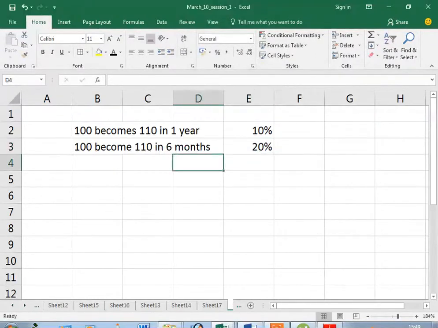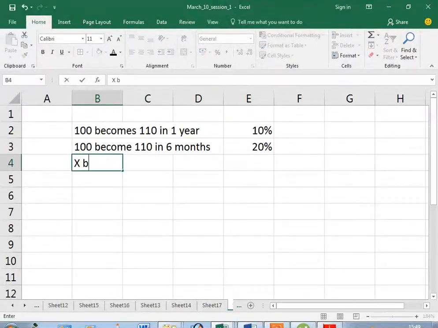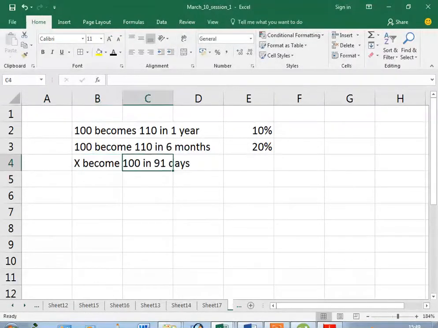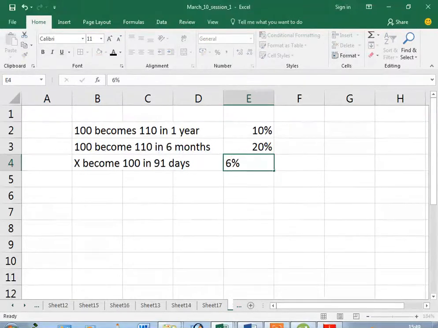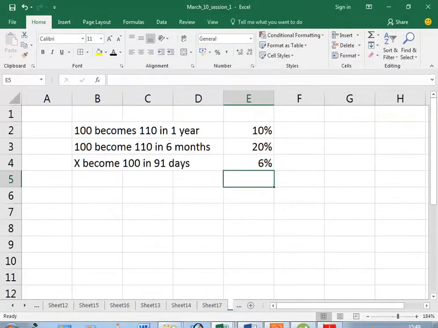Now X becomes 100 in 91 days. The question says RBI sold a 91-day treasury bill of face value of 100 at a yield of 6%. So X rupees will become 100 rupees in 91 days, the return is 6%.